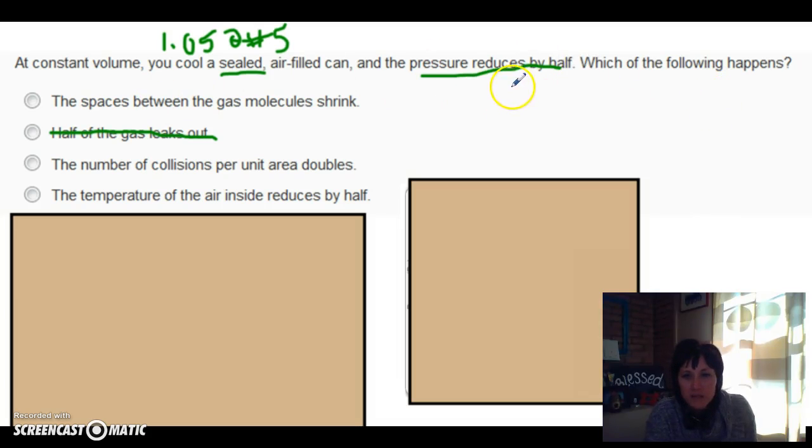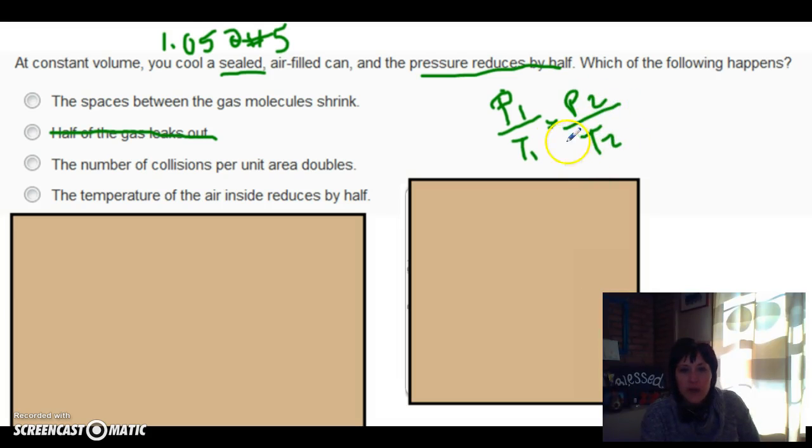Volume's constant, so we're looking at Gay-Lussac's law again. We've got pressure 1 over temperature 1 equals pressure 2 over temperature 2. So that's what we're looking at, right? The pressure is reduced by half. Which of the following happens?